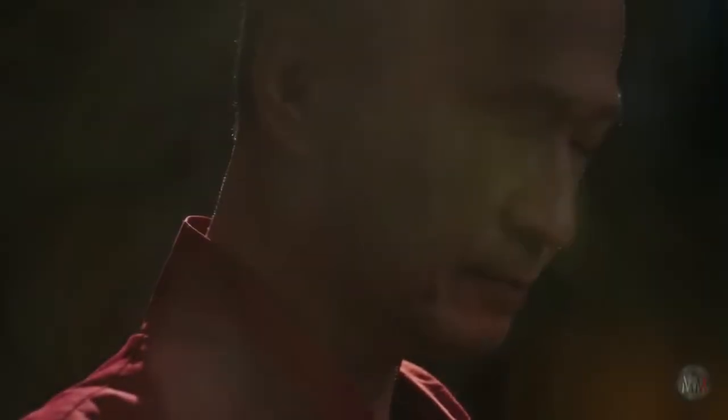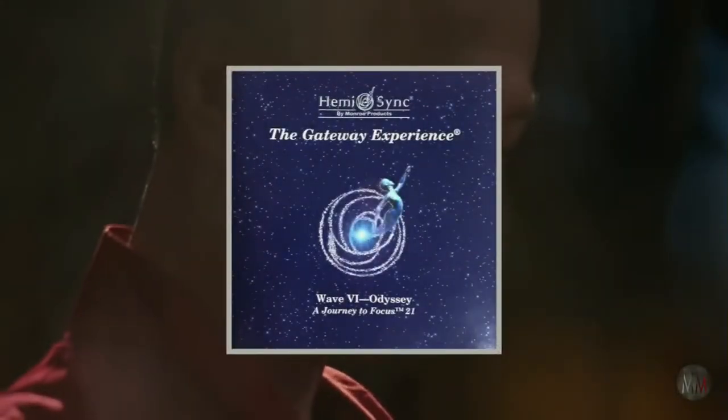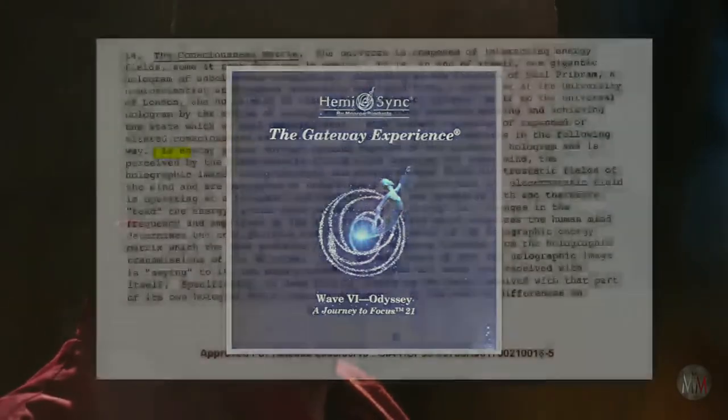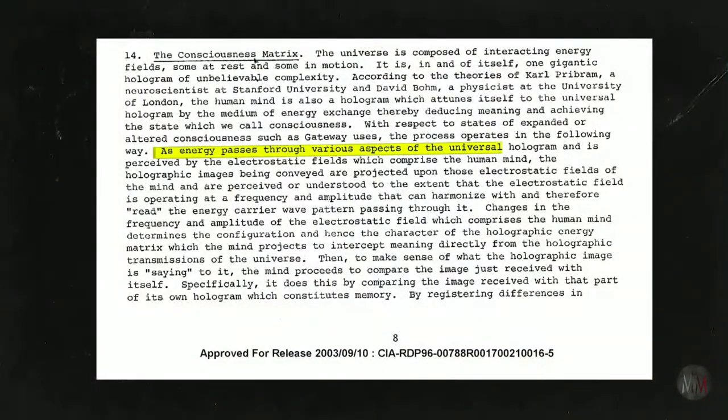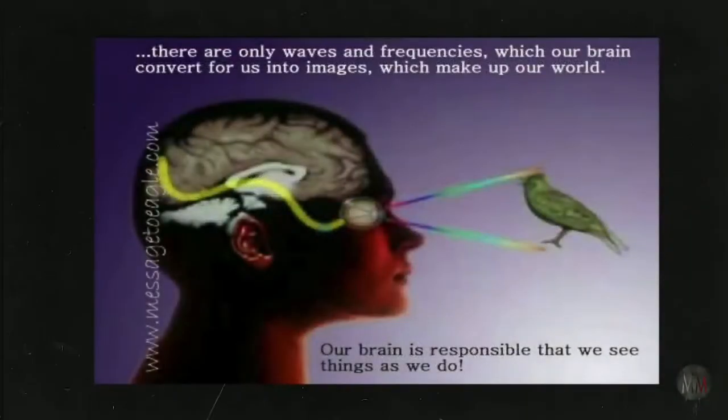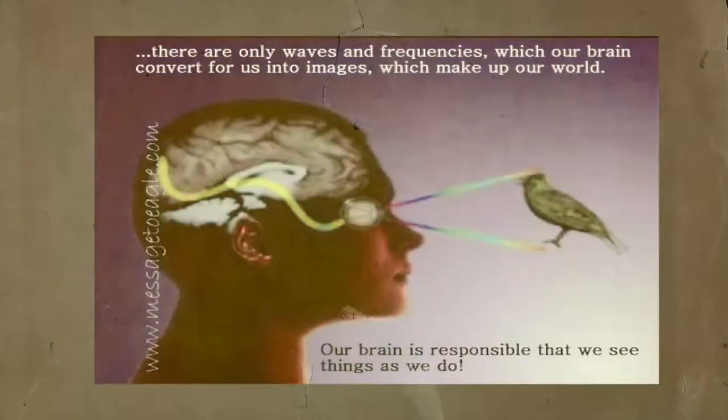With respect to states of expanded or altered consciousness, such as gateway uses, the process operates in the following way. As energy passes through various aspects of the universal hologram and is perceived by the electrostatic fields which comprise the human mind, the holographic images being conveyed are projected upon those electrostatic fields of the mind and are perceived or understood to the extent that the electrostatic field is operating at a frequency and amplitude that can harmonize with, and therefore read, the energy carrier wave pattern passing through it.